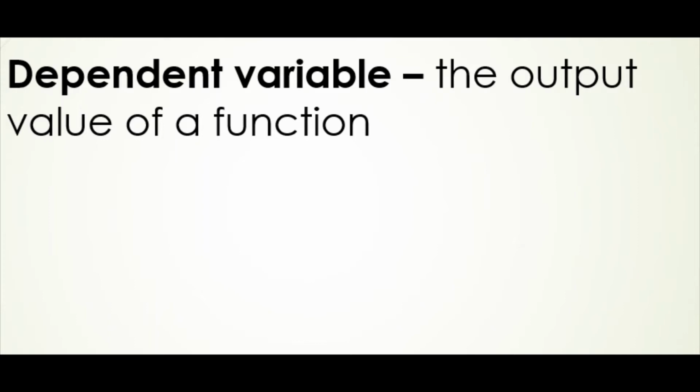The dependent variable is the output value of a function. So for example, if we have, let's say our paycheck, we're looking at how many hours we worked and how much we get paid per hour, and that's going to determine the size of our paycheck. The size of the paycheck is the dependent variable. It's the output, and it depends on the other variables. In this example, the other variables are the amount of hours we worked and our hourly wage.